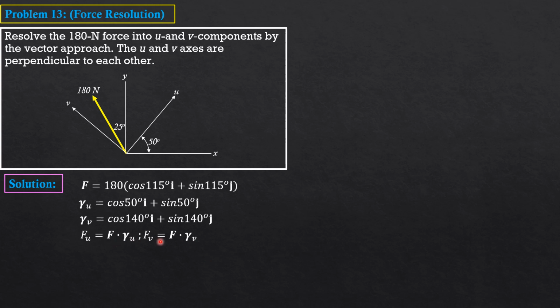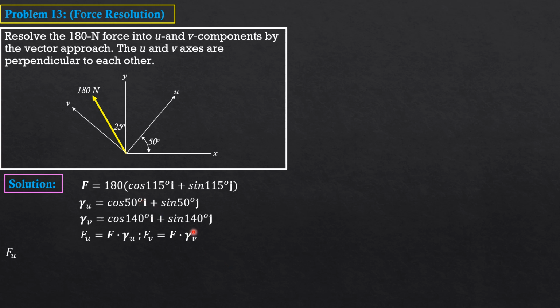Remember the application and the expansion. This is magnitude of F, magnitude of lambda U, which is 1, cosine of the angle between F and U. If you expand Fv, F dot lambda V, this is magnitude of the force, magnitude of lambda V, which is 1, cosine of the angle between F and V. So it's simply Fu, the component of F in the direction U, and Fv, the component of F in the direction of V.